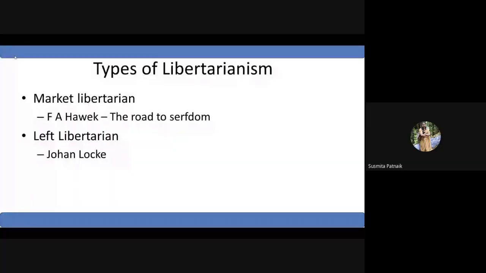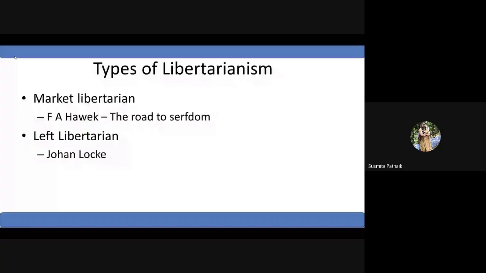So the market libertarian was advocated by Hayek, who has written one book called The Road to Serfdom. He says that the state should act as a minimal state. What do you mean by the minimal state? Minimal state means less interference of the state. The state should restrict its work and duty without interfering with the individual's liberty.